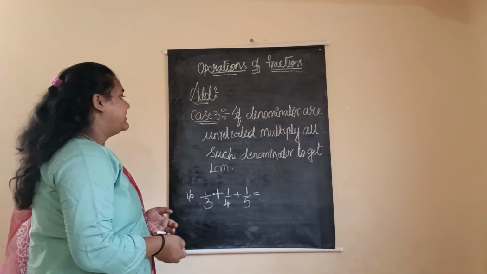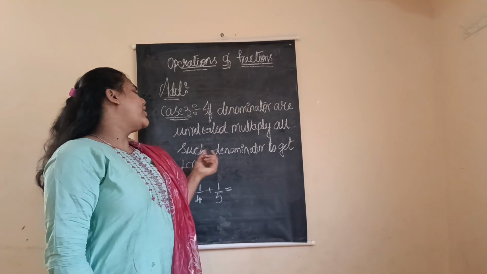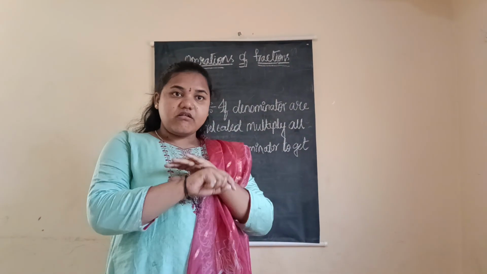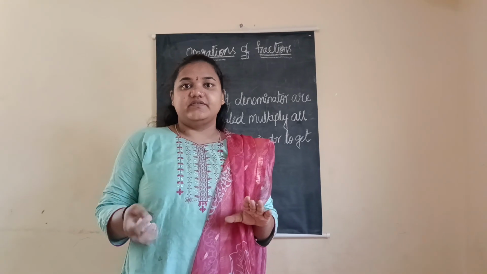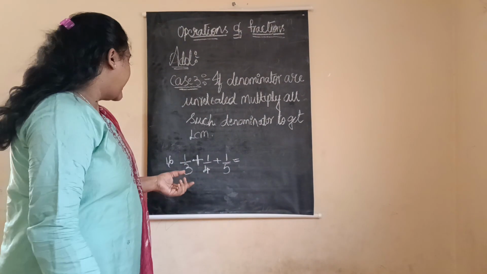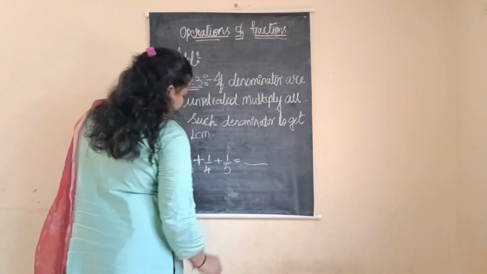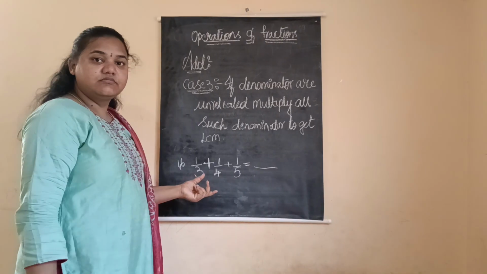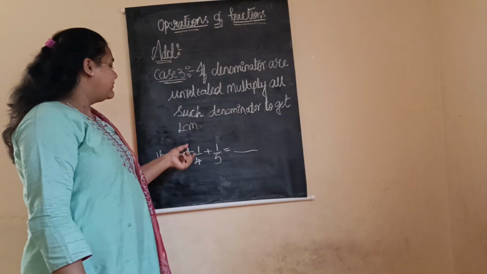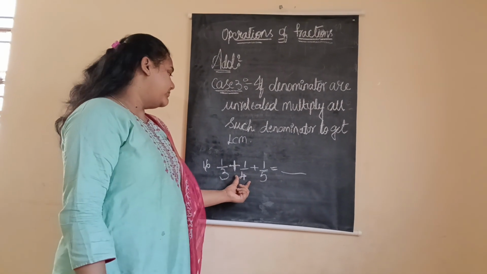Now we will see case 3. If denominators are unrelated, multiply all such denominators to get the LCM. When all the denominators are unrelated, they won't have any relation between one another, then we have to multiply all the denominators to get an LCM. Here I have taken one example: 1 by 3, 1 by 4 and 1 by 5.